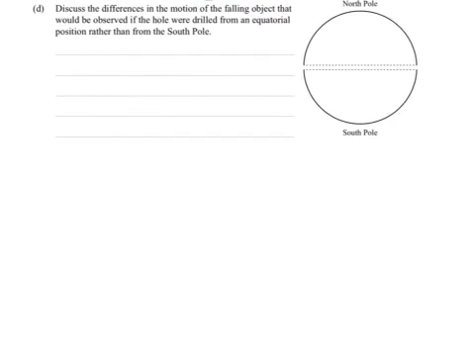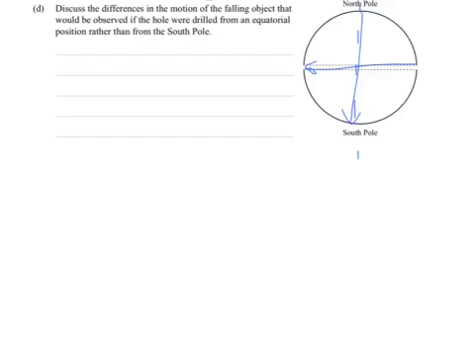D. Discuss the differences in the motion of the falling object that would be observed if the hole were drilled from an equatorial position rather than from the South Pole. So this time it's all to do with the spin of the Earth. The Earth is spinning about its axis. It's on a bit of a tilt, but we won't worry about that. And instead of the object being dropped along the axis down this way, it's being dropped this way, or the other way. Doesn't matter where, but it's dropped from an equatorial position.